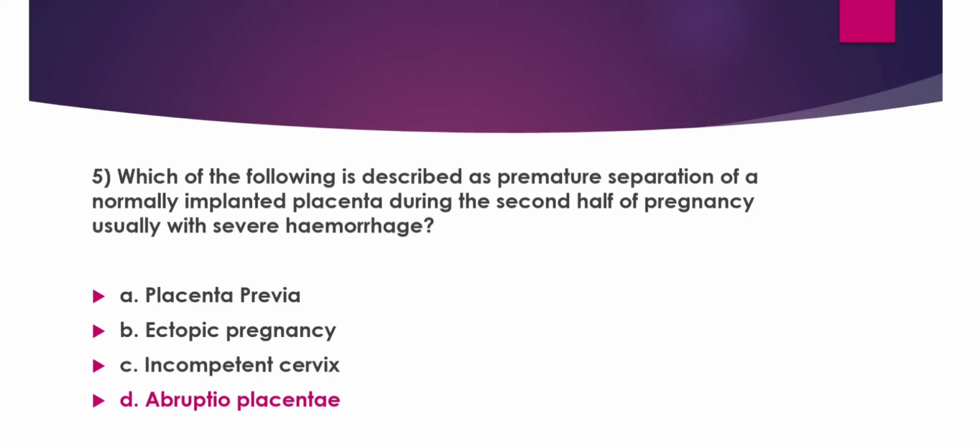Question number 5. Which of the following is described as premature separation of a normally implanted placenta during the second half of pregnancy, usually with severe hemorrhage? Option A, placenta previa. Option B, ectopic pregnancy. Option C, incompetent cervix. Option D, abruptio placenta. Abruptio placenta is the correct answer.